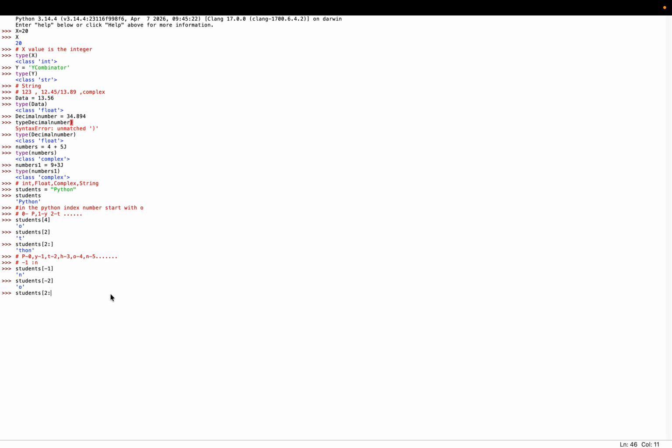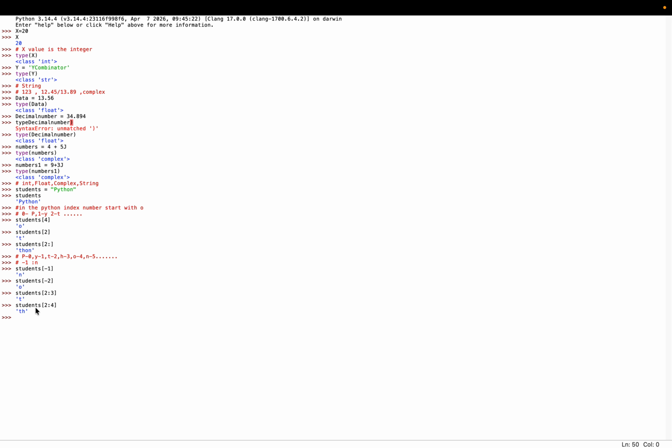So if I use 2 and 3, then it will come. Now I'm only getting t. So what happened? I have to select 2 and 4 because we have to select the next number. So here the same thing I'll write 2, 4. Then I'll enter, and automatically now you're getting th.